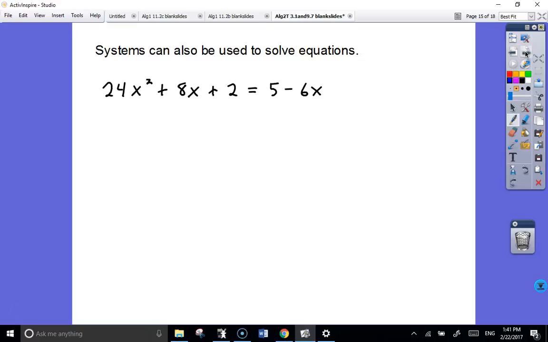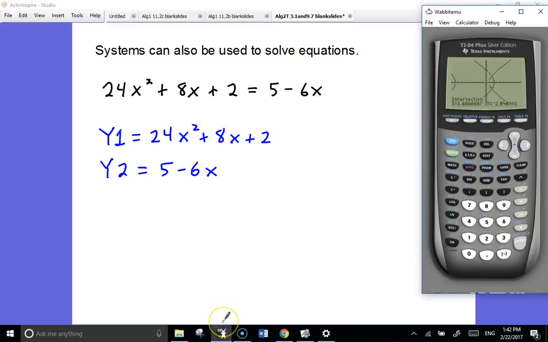So this is a polynomial equation. It's a quadratic equation that we actually would have solved back when we did quadratics very early on. So what you want to do is, in the calculator on the Y1, put the left-hand side of the equation, 24x squared plus 8x plus 2. And on Y2, put the right-hand side of the equation, 5 minus 6x. That's going to be a parabola and a straight line. So now we're going to find the intersection point. And when we do, the x values will be the solutions to this equation.